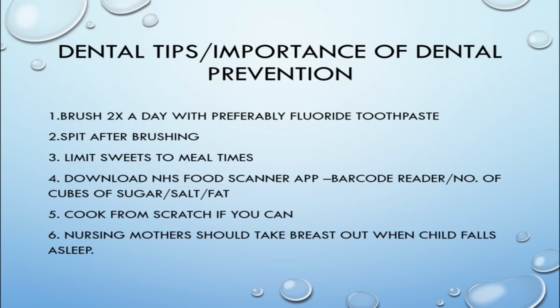When you snack all the time, it means your mouth is being bathed in acid, acid, acid. And also, if you've got a smartphone, download the NHS Food Scanner app so that your phone becomes a barcode reader. You can scan any cereal or anything that you have in your cupboard, the barcode, and it will tell you the number of cubes of sugar in it. If you remember, during the Second World War, because of rationing of sugar, there was less decay as compared to modern times. It's good to cook from scratch if you can, because when you cook from scratch, you know how much sugar you're putting into your food.